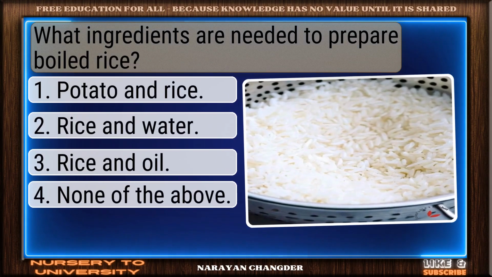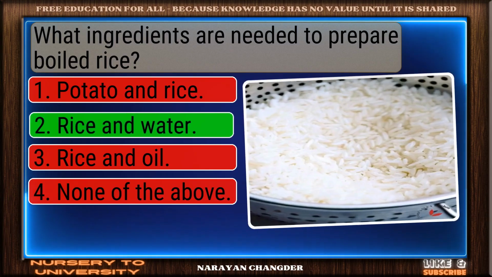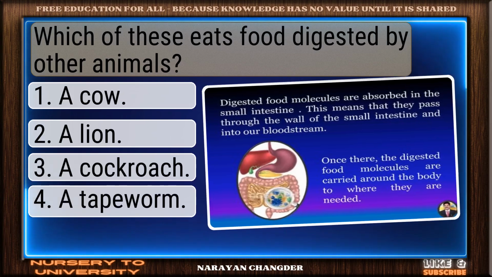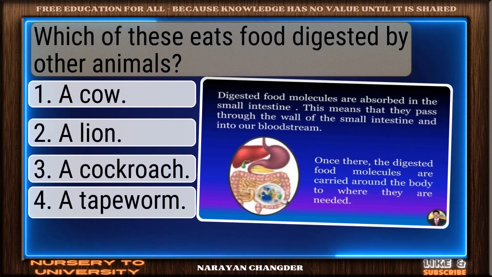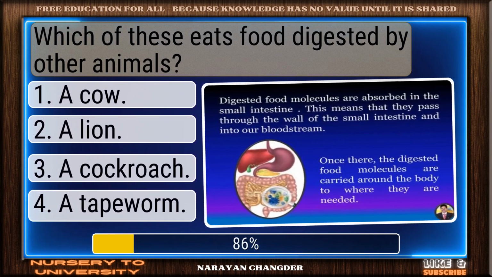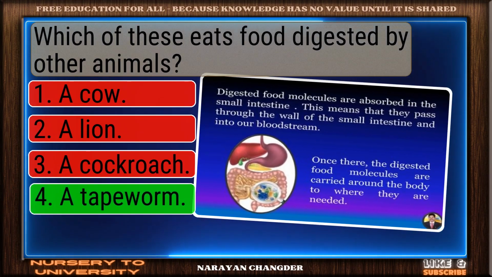What ingredients are needed to prepare boiled rice? On track. Rice and water is the correct answer. Which of these eats food digested by other animals? Strong choice. A tapeworm is the right answer.